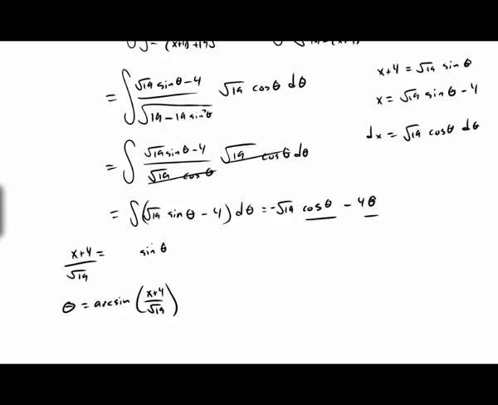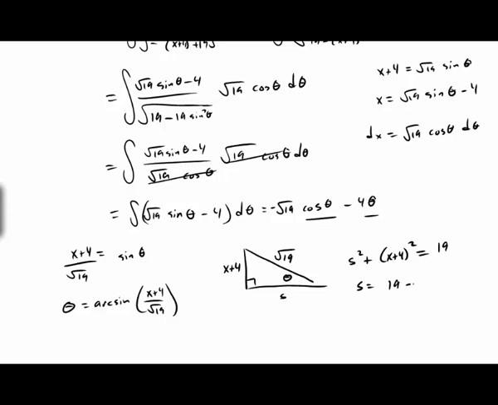So what I'm going to do is, I have this relationship, sine of theta is equal to x plus 4 over the square root of 19. Now what does that tell me in terms of a triangle? Well, if I have some right triangle, and I call this theta, I know the sine of theta is the opposite over the hypotenuse. So that means this is x plus 4, and I have a hypotenuse of the square root of 19. But because I know two sides of that triangle, I can find the third. That would tell me that if I call this side s, then s squared plus x plus 4 squared is equal to the square root of 19 squared, or 19. That tells me that s is equal to the square root of 19 minus x plus 4 squared. So that would be this side.